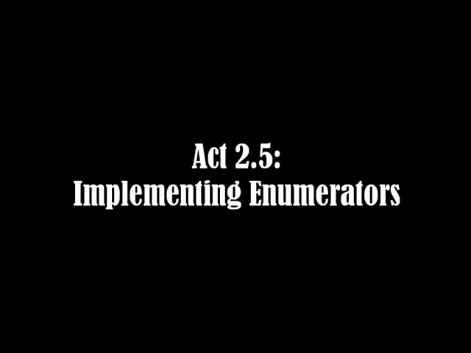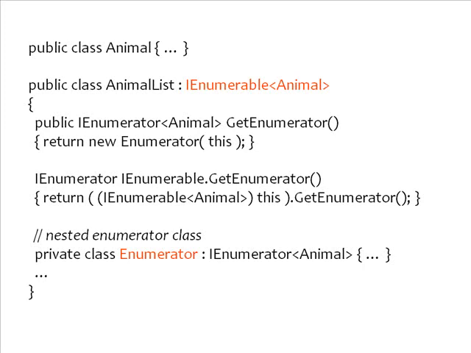Well, here's your bonus half act, which is, what about implementing those enumerators? How much fun is that? Well, let's consider an Animal class and an AnimalList class that is a collection of animals. And because I want to be able to have people use the foreach syntax, I'm going to have it derived from IEnumerable of Animal. And I have a way of getting an enumerator. I'm going to use the same enumerator whether it's the generic or the non-generic form.